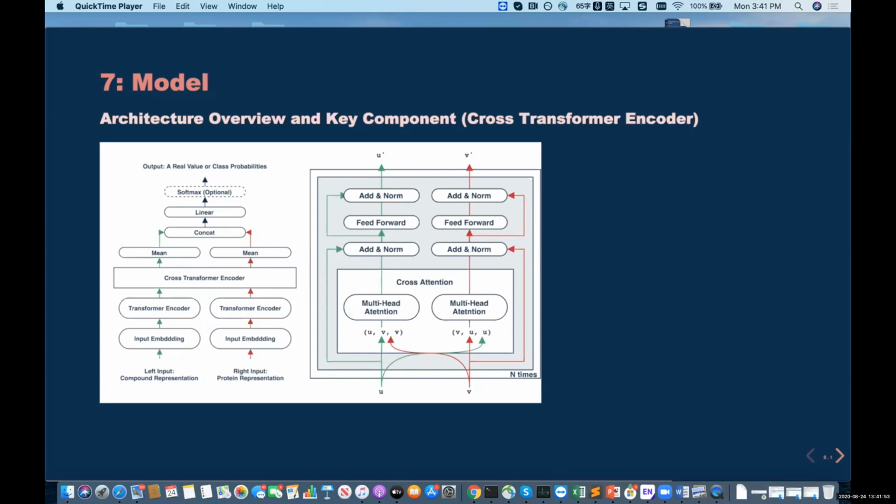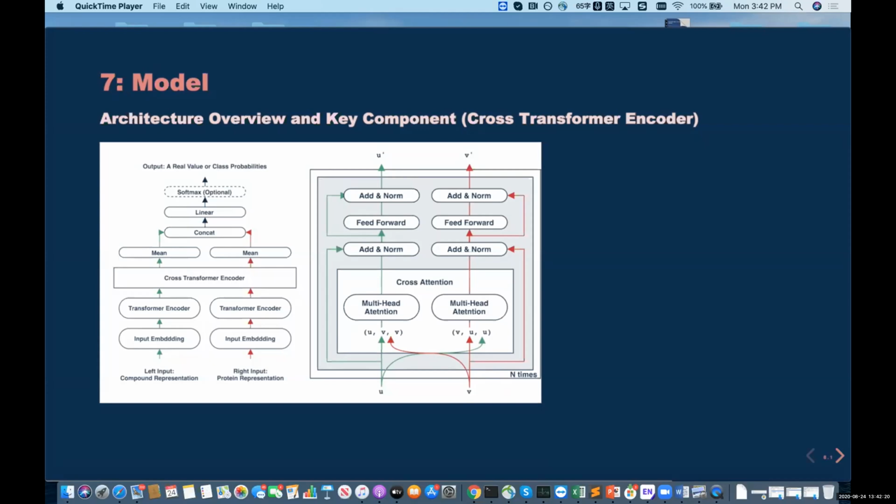I see. So basically, you already have a fixed encoding method, and then you pass that into another input embedding to learn the embedding, and then go to the transformer. Yeah. Each atom is encoded as a token, like a word in natural language. That is one side of the sequence.